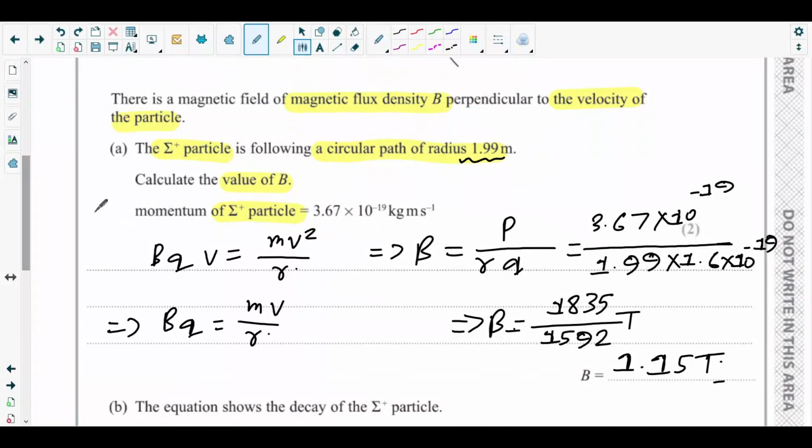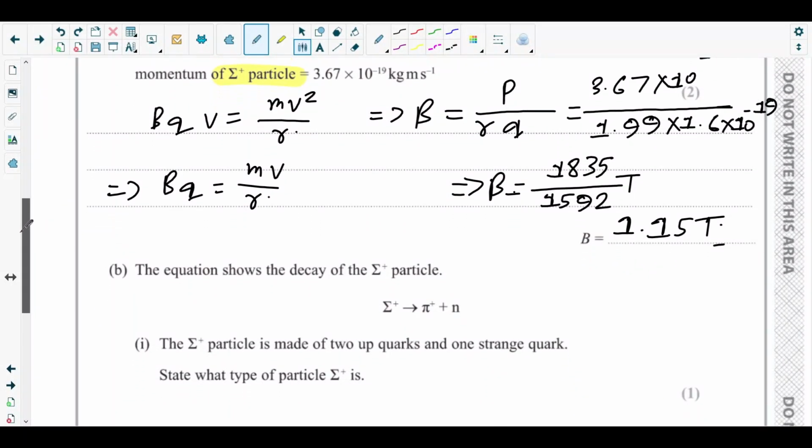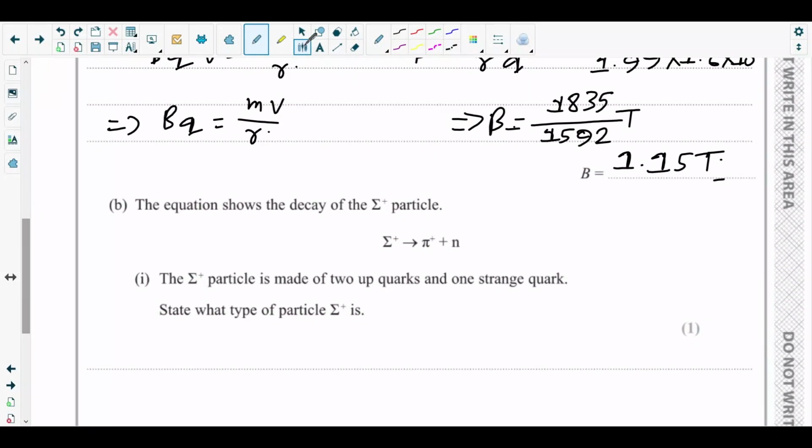Okay, next is part B of question number 18. So here the question says the equation shows the decay of the omega plus particle. Omega plus decays into pion plus particle plus neutron. Part 1 here says the omega plus particle is made up of 2 up quarks and 1 strange quark. State what type of particle omega plus is.